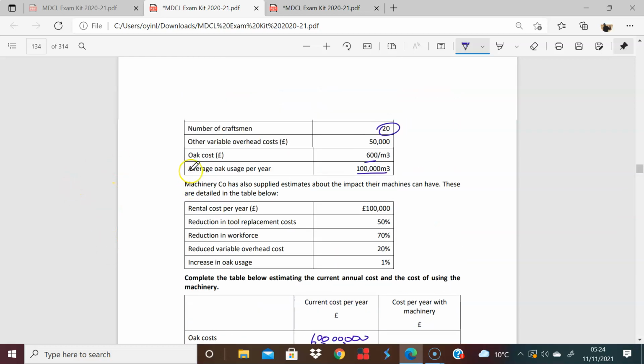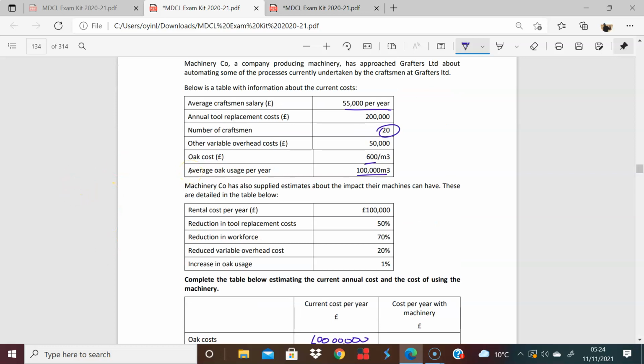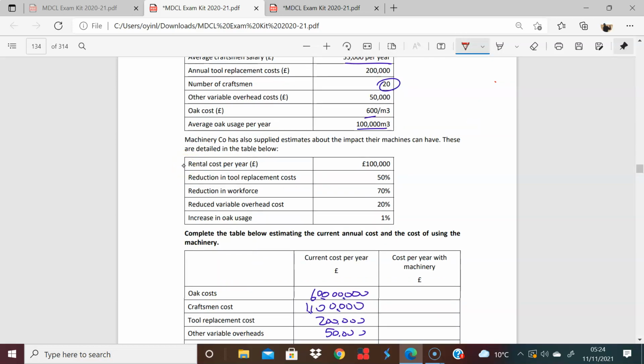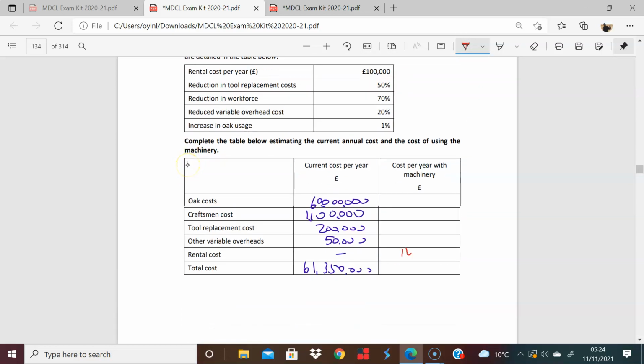Let's look at the situation. It's telling us a couple of things. I'll just change my pen color for this. It's telling us that if you decide to automate, you will have a rental cost of 100,000. Reduction in your tool replacement cost 50%, so your tool replacement will halve to 100,000. You will have a reduction in your workforce of 70%, so only 30% of this will matter.